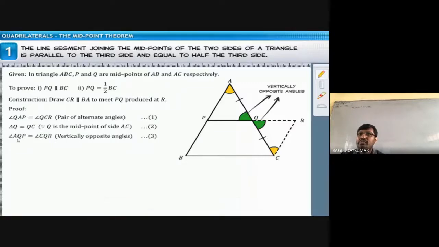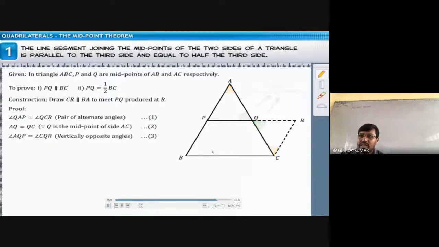Here see, here it is mentioned that these two are vertically opposite angles. If these two are vertically opposite angles, then you can say that AQ, here it is given, and QC, they are equal, it is given to you because it is a midpoint, already mentioned to you. So therefore, what can you say? These two triangles, whatever is marked, the two triangles are congruent by ASA congruency.